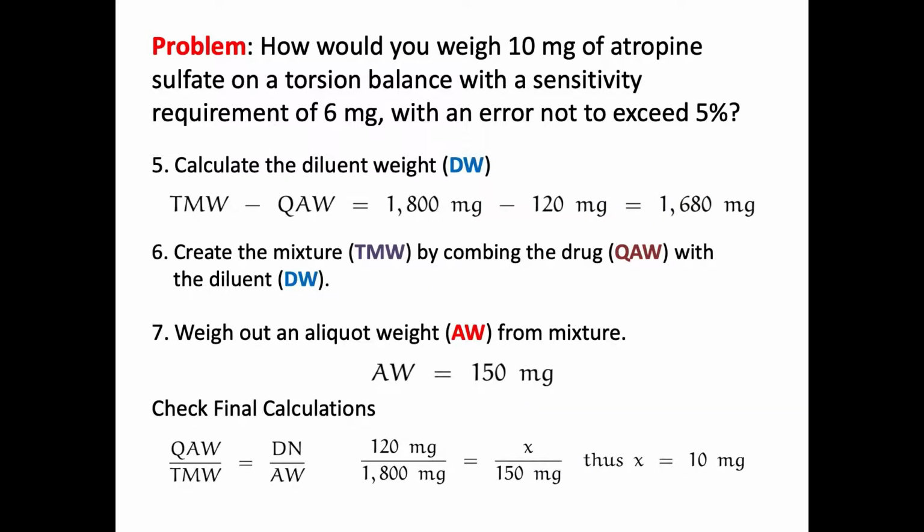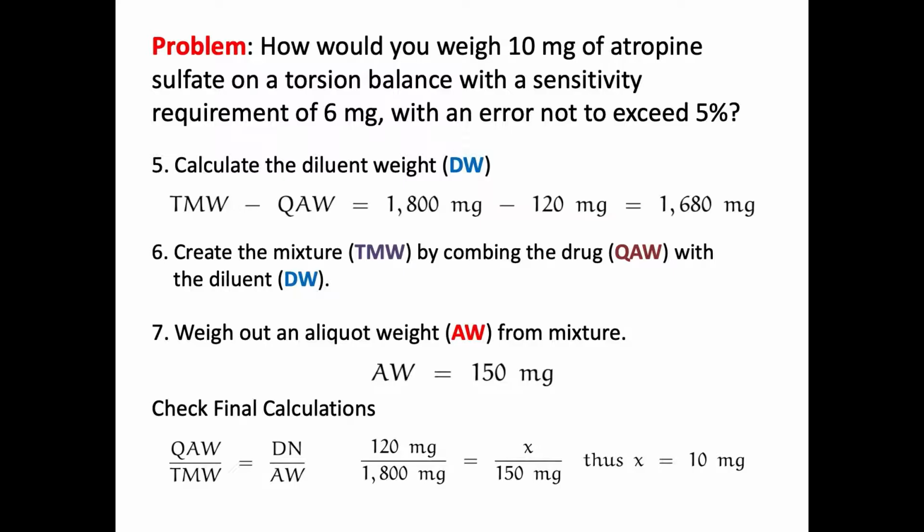Step 5 is an easy one. It is to determine the diluent weight, and we determine the amount of diluent to use by taking the total mixture weight that we just calculated, the TMW, and subtracting the amount of that that's going to be actual drug, so the quantity of drug to actually weigh. So we said our total mixture weight is 1,800 milligrams. Let's subtract out the amount of drug we're going to actually weigh, which we said was 120 milligrams. Subtract those two, and you get 1,680 milligrams. That represents the weight of diluent.